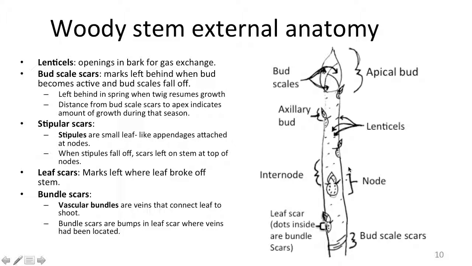Again, on this diagram, we can see nodes as well as internodes. So here's a node around the leaf scar and the axillary bud, then an internode going up to the next leaf scar.